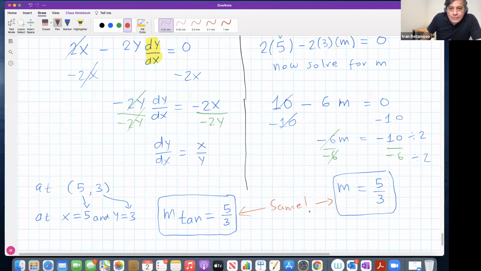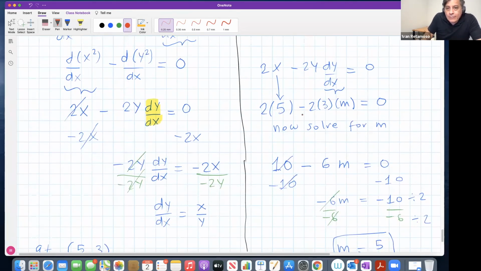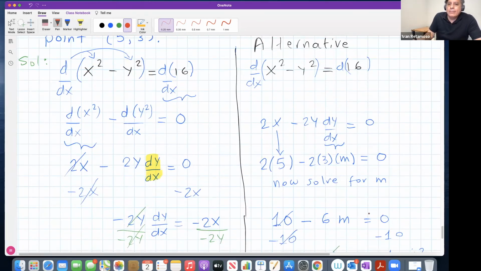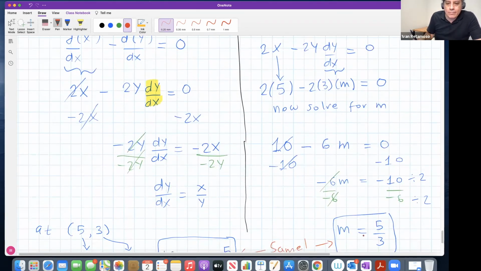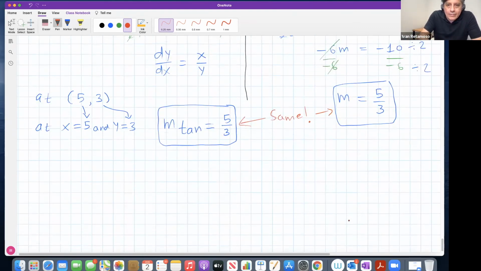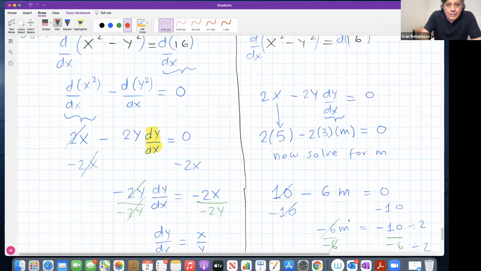But this method does not require this formula. This is the goodness of this alternative. So directly substitute the values of x and y into the equation that you get after taking derivatives, and then solve for m. That will give you the slope. Okay, guys, let's see how this shortcut works. Let me go to the worksheets.